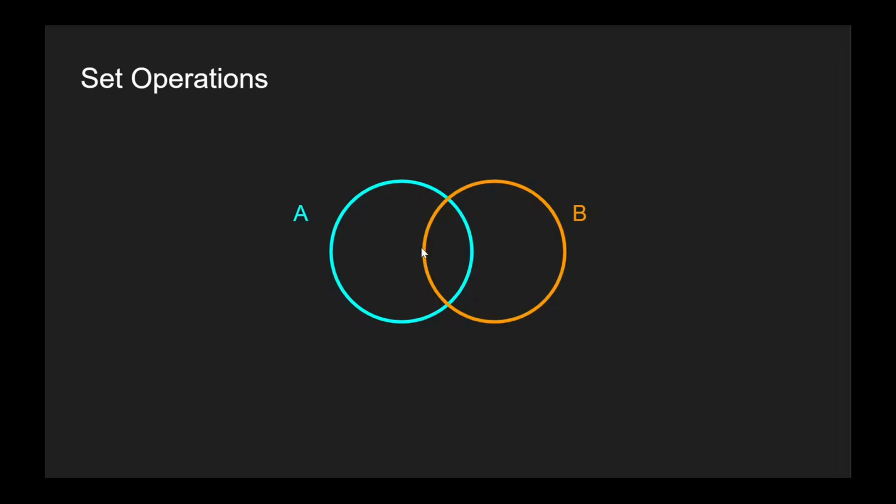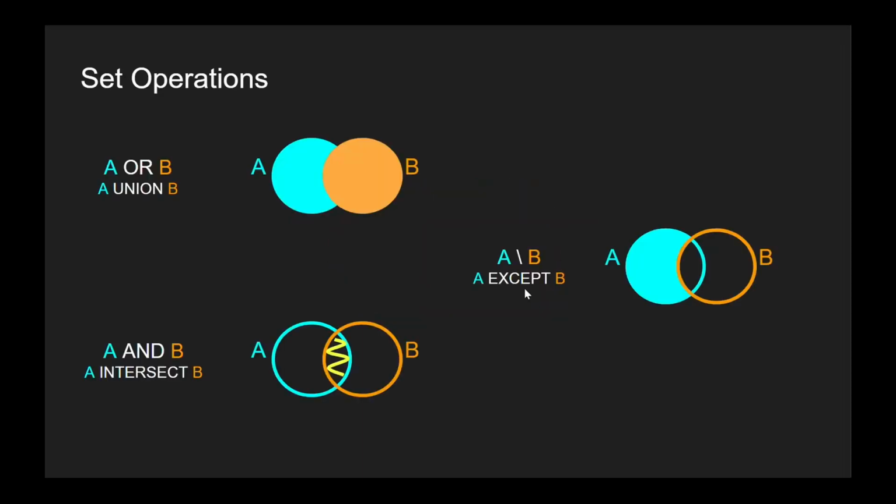Before going further, let's talk about set operations. So right now we have these two sets here, set A and set B. Let's talk about A or B. A or B is actually A union B. What it means is, as long as you fulfill one of the conditions, either A or B, you will be accepted.